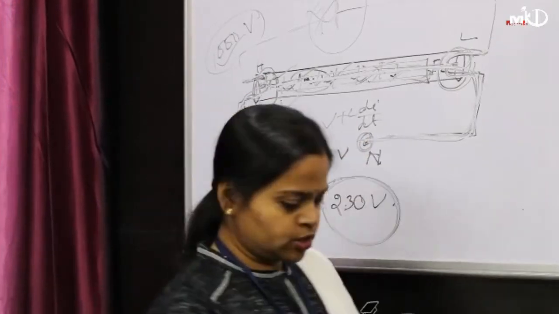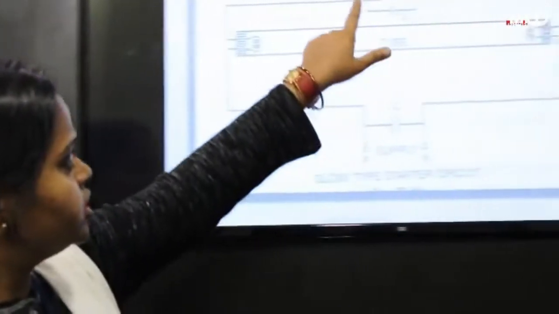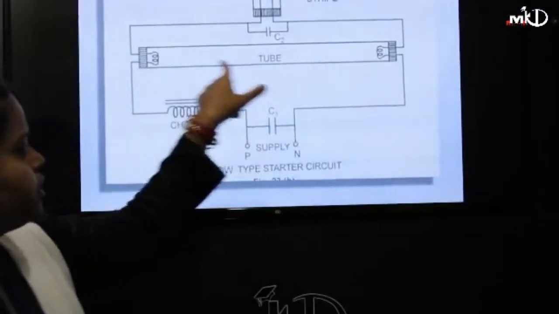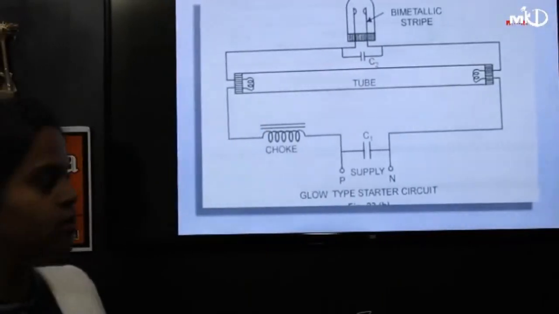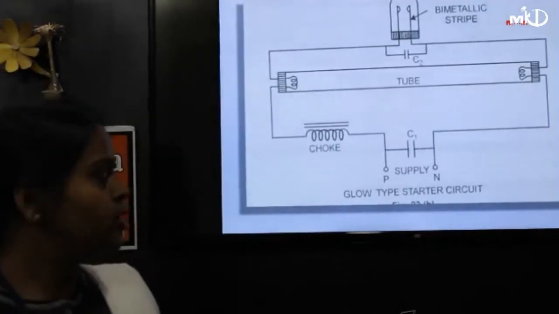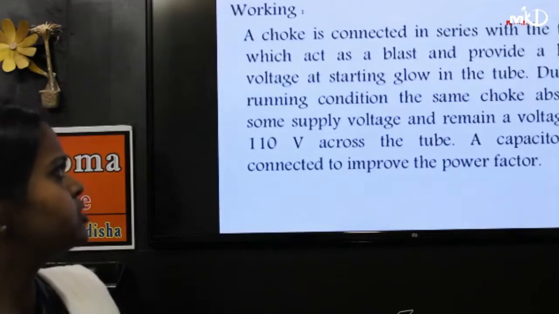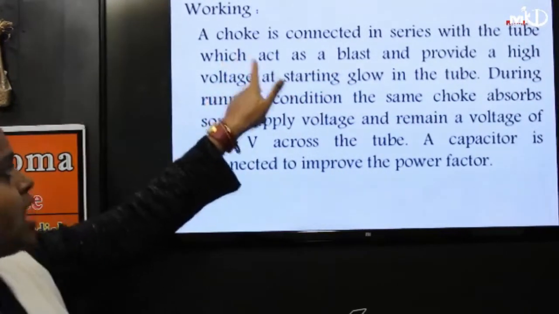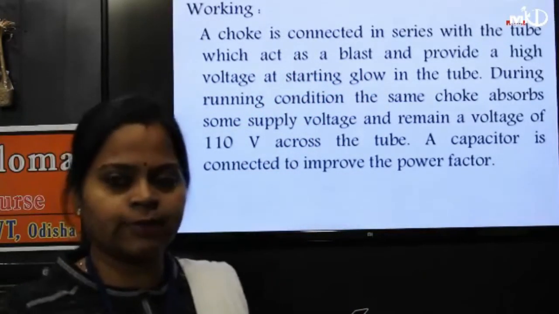Now coming to the next one, the diagram of the fluorescent tube. Sorry, this is the starter, choke, filament 1, filament 2. The entire thing is the tube. As I have told you, the choke is a highly inductive coil, so its power factor is low, or it is lagging. So we need to improve the power factor of the whole circuit. The same thing is written here. A choke is connected in series with the tube, which acts as a ballast. Ballast means it will give a high voltage, as I have told you right now.